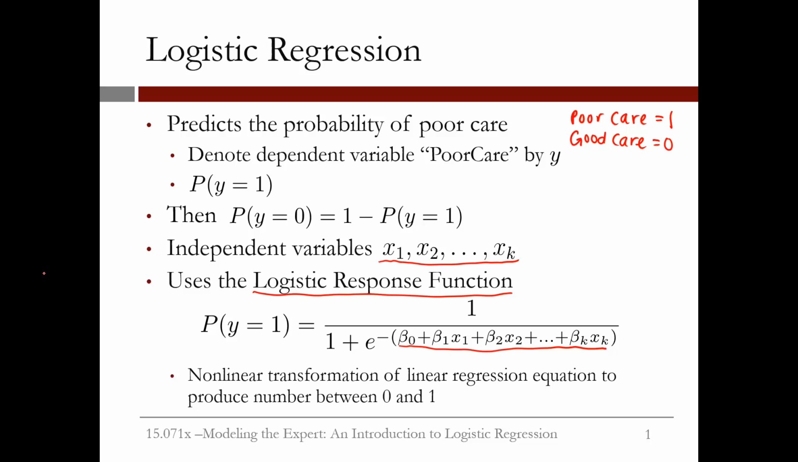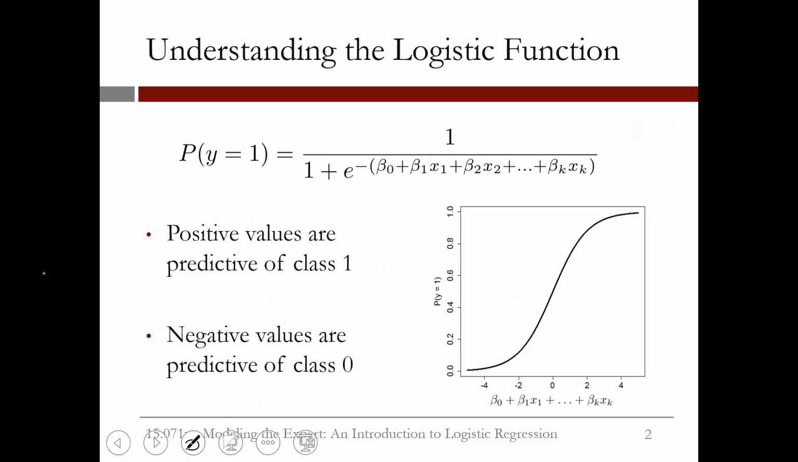Let's understand this function a little better. This plot shows the logistic response function for different values of the linear regression piece. The logistic response function always takes values between 0 and 1, which makes sense since it equals a probability. A positive coefficient value for a variable increases the linear regression piece, which increases the probability that y equals 1, or increases the probability of poor care.